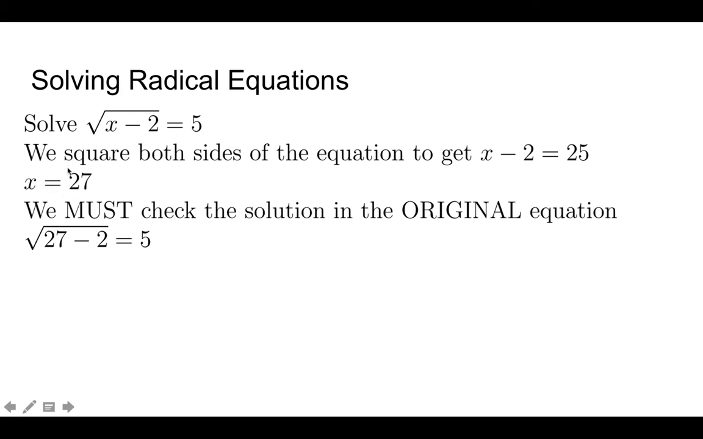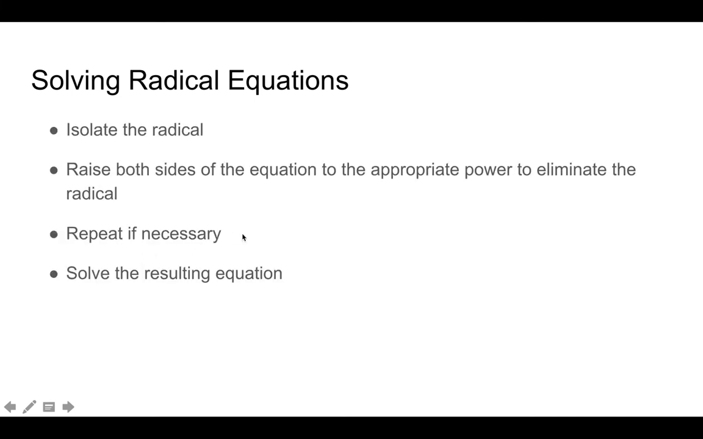In these kinds of equations, you absolutely must check your answer every single time. It's possible that you'll get a solution that will work at some intermediate step but won't work in the original. So you must check your solution in the original. So if we plug in x equals 27, we get 27 minus 2 is 25. Square root of 25 is 5. It works out.